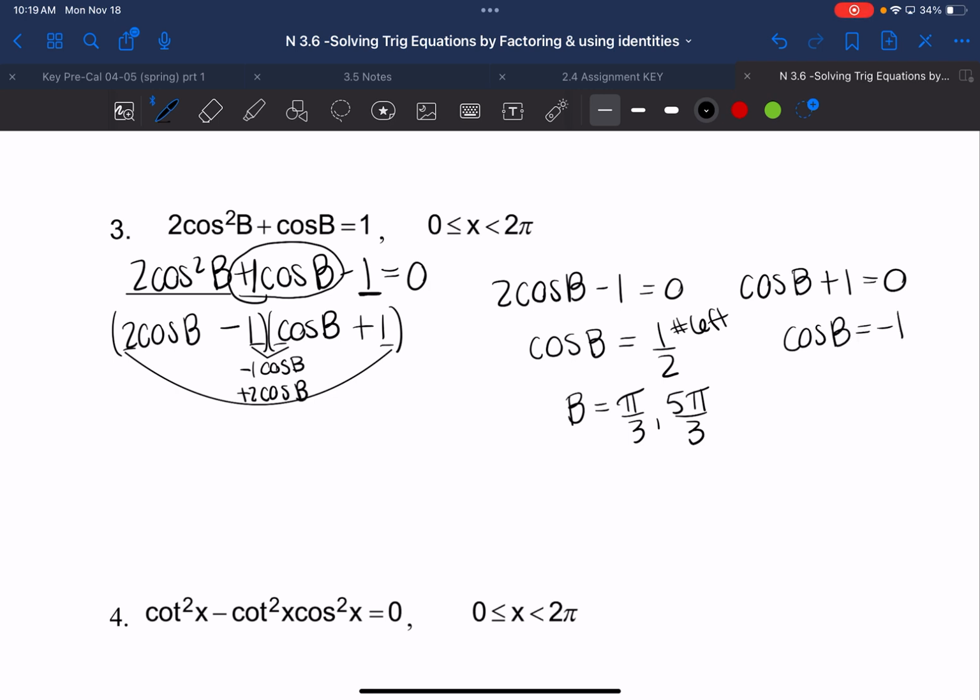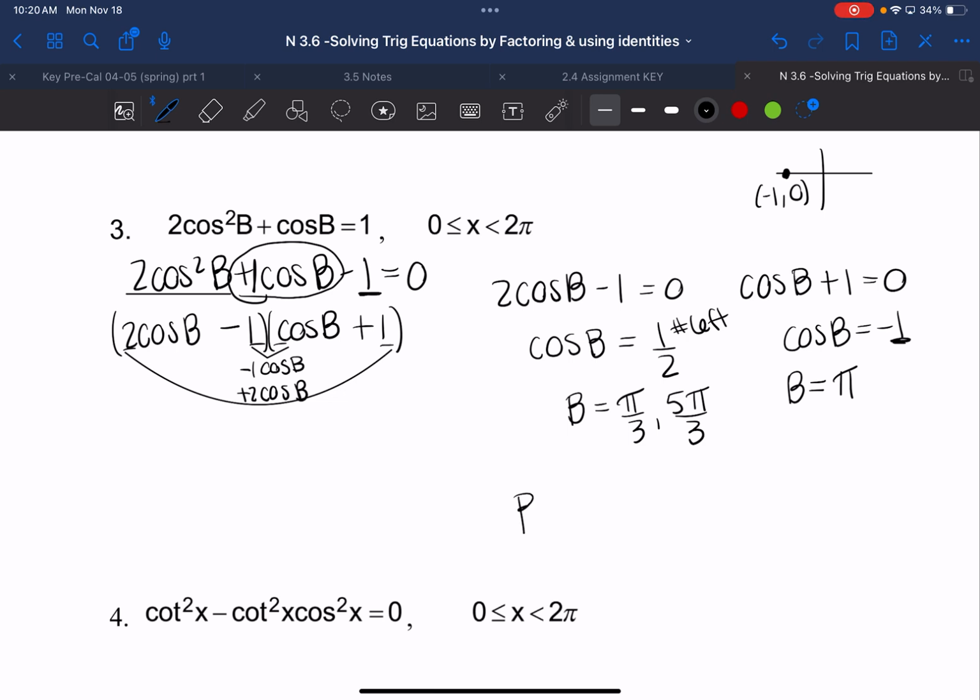Okay, so it's not over 2, right? So it must be one of our quadrantal angles. So r is always 1, so it must be x that's negative 1. Where on a coordinate plane is x negative 1? Right here. This is the coordinate point, negative 1, 0, right? So where is that? So b would be pi. And that's the only place where x is negative 1, right?